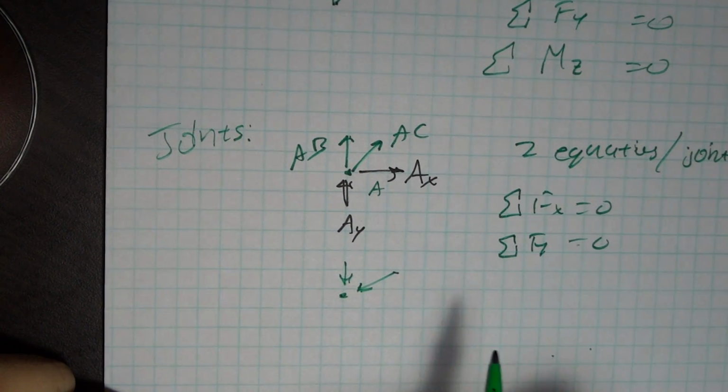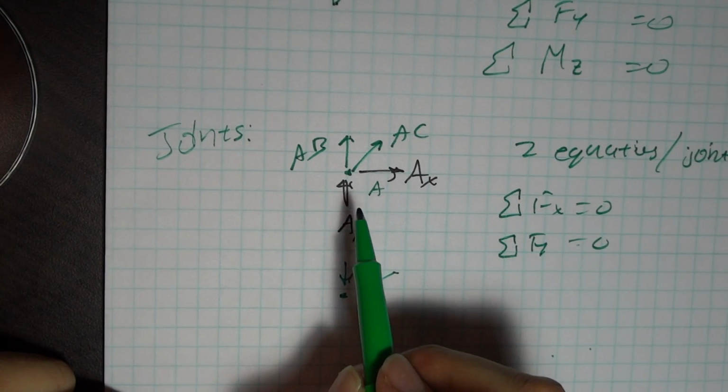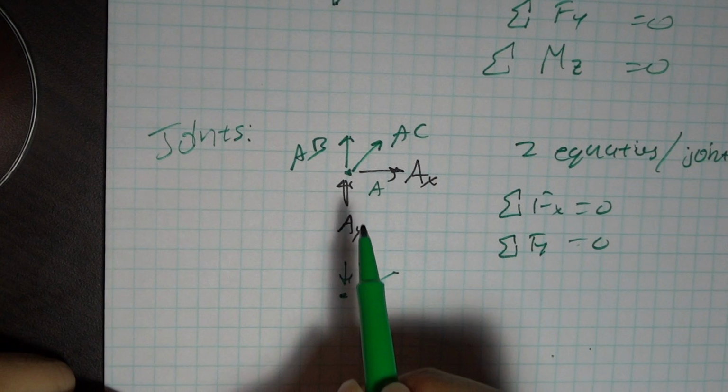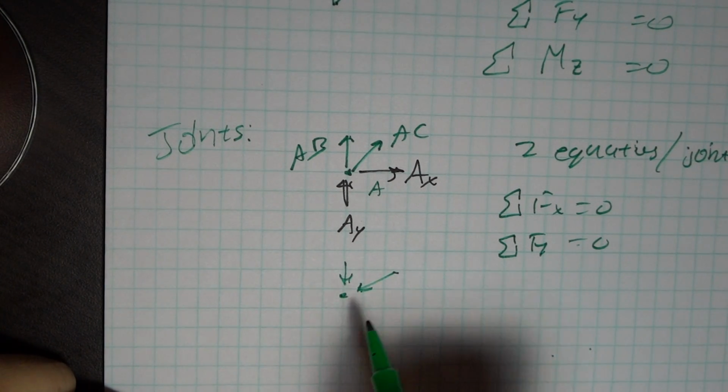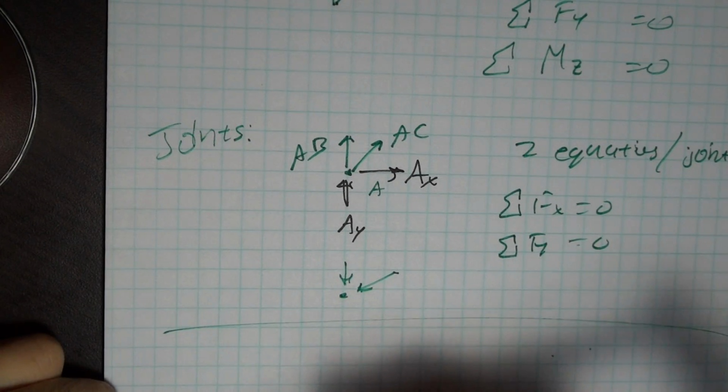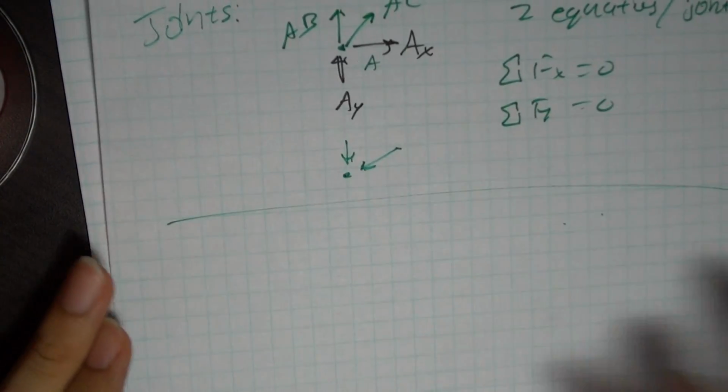So think about that carefully again. I have arrows going away from the point. My values are all tension positive. Arrows coming in, compression positive. Okay, so that is that.